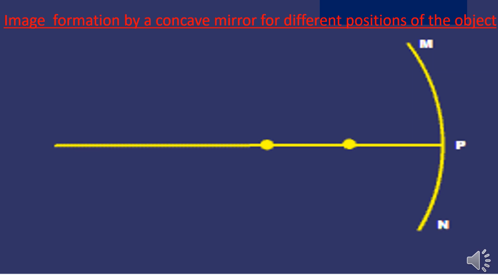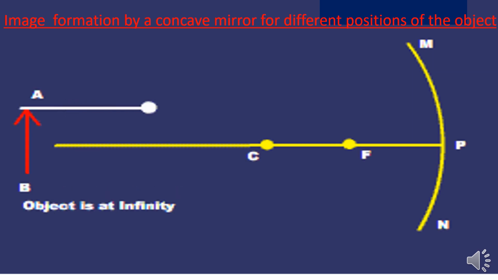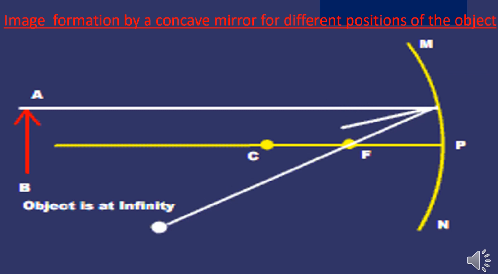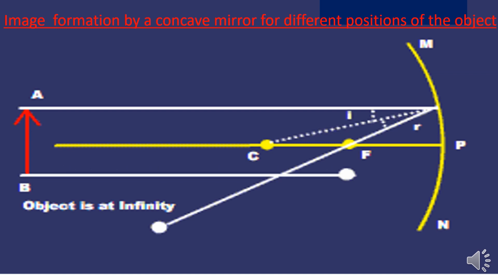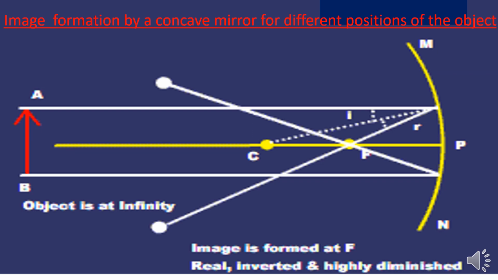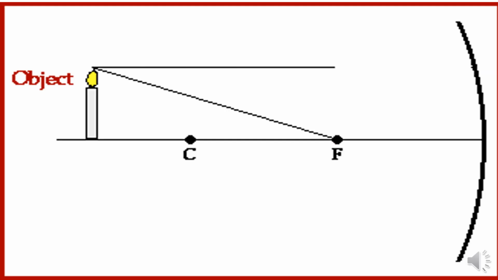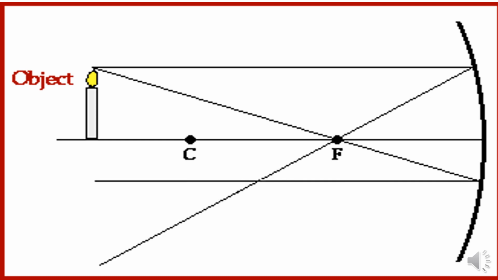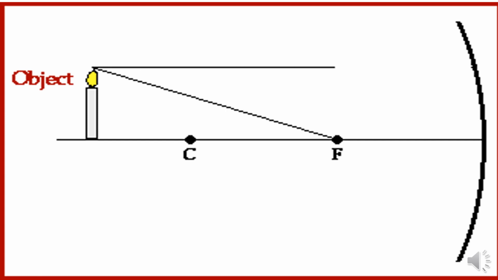Now we are going to discuss the image formation by a concave mirror for different positions of the object. When the position of the object is at infinity in front of a concave mirror, a real, inverted, highly diminished, point-sized image is formed at the principal focus. When the object is placed beyond the center of curvature of a concave mirror, a real, inverted, diminished image is formed between the principal focus and center of curvature.